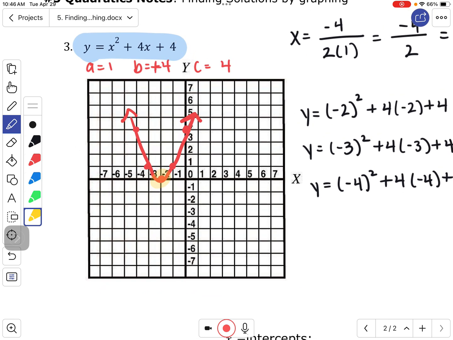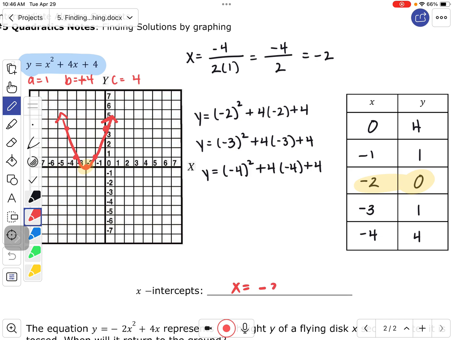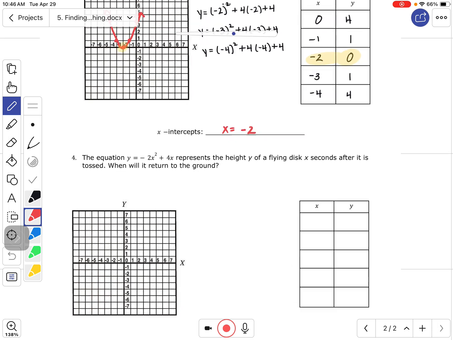I'm looking at it. It looks like a -2, but now I'm going to look for my y that equals 0. So here's my y that equals 0, so my x is going to be a -2. So I'm going to say x equals -2, and it's just that one spot, so we only need that one number.